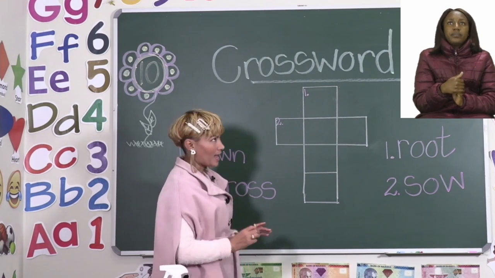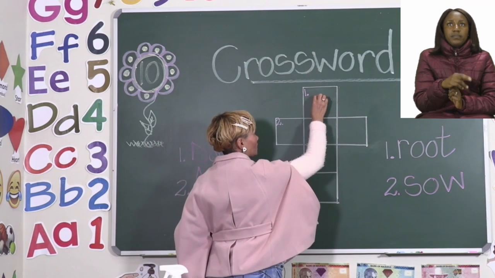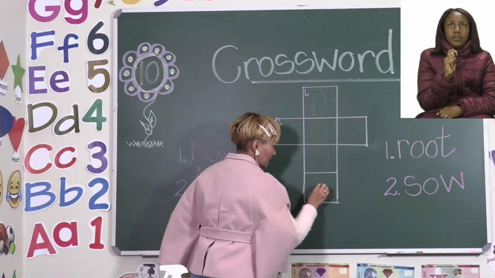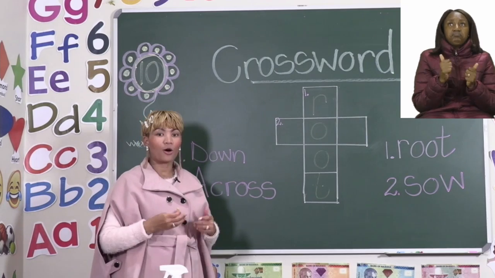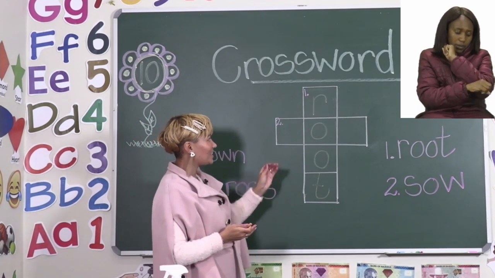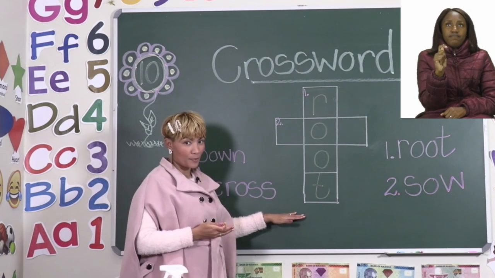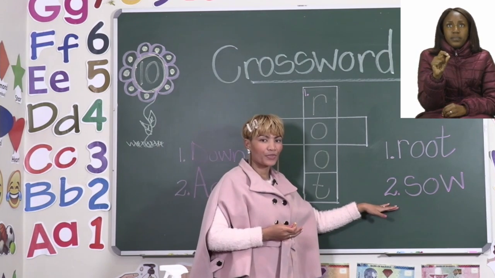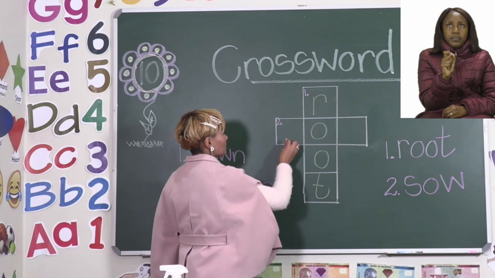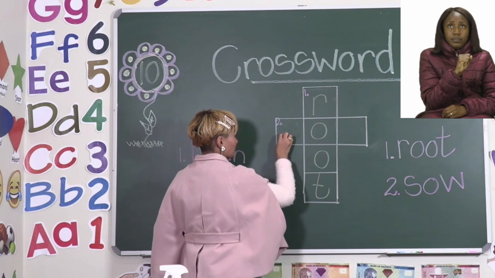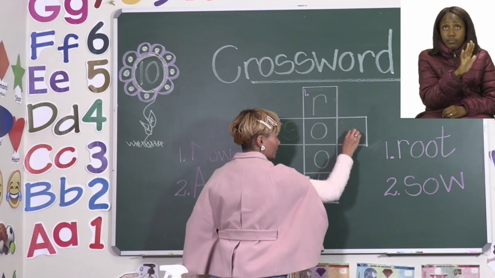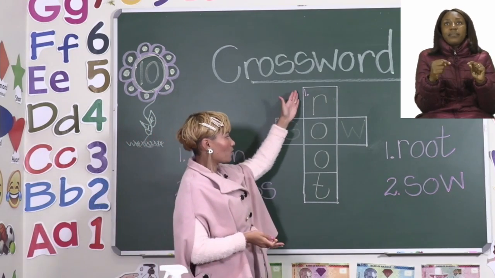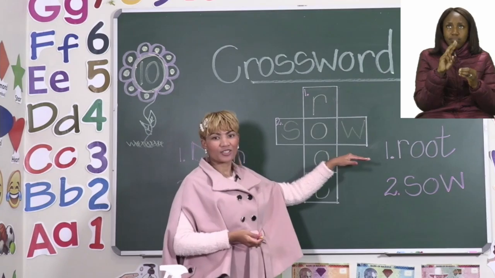Let's write it in and see. R-O-O-T. There we go. So our answer for number 1 is indeed root. For number 2, going across, it says here the answer is sow. Let's write it in and see if it fits. S-O-W. There we go. So now we have number 1 down and number 2 across done.